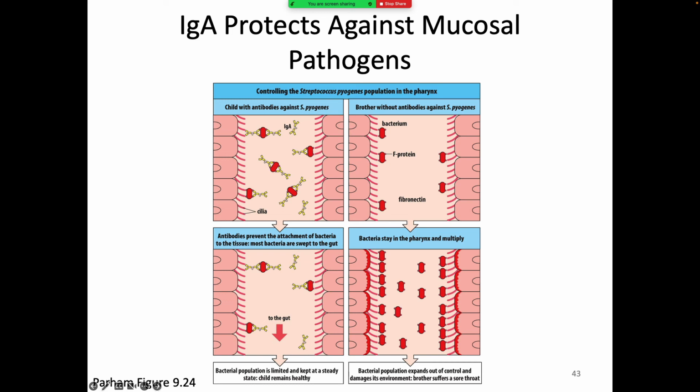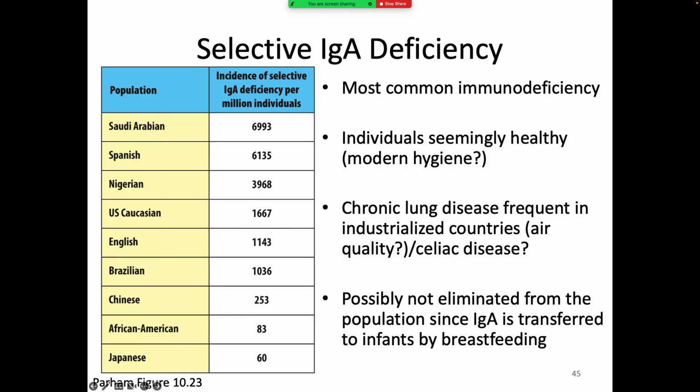One other reason why IgA is really interesting is that there is something called selective IgA deficiency, where people do not have the ability to make IgA. Selective IgA deficiency is the most common immunodeficiency. You can see numbers of individuals with selective IgA deficiency, this is per million of individuals with different types of backgrounds here. And so you can see in some cases it's somewhat frequent. This is by far the most common.